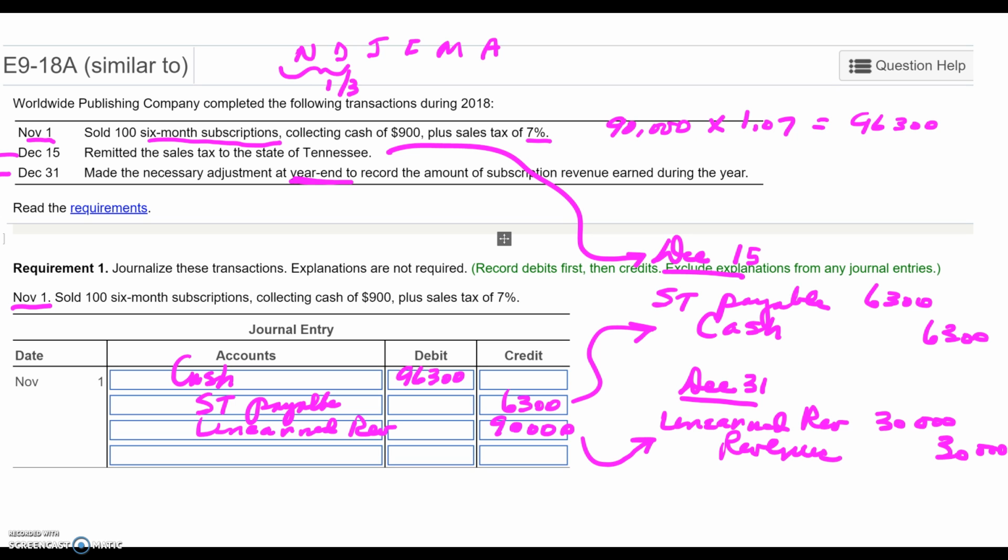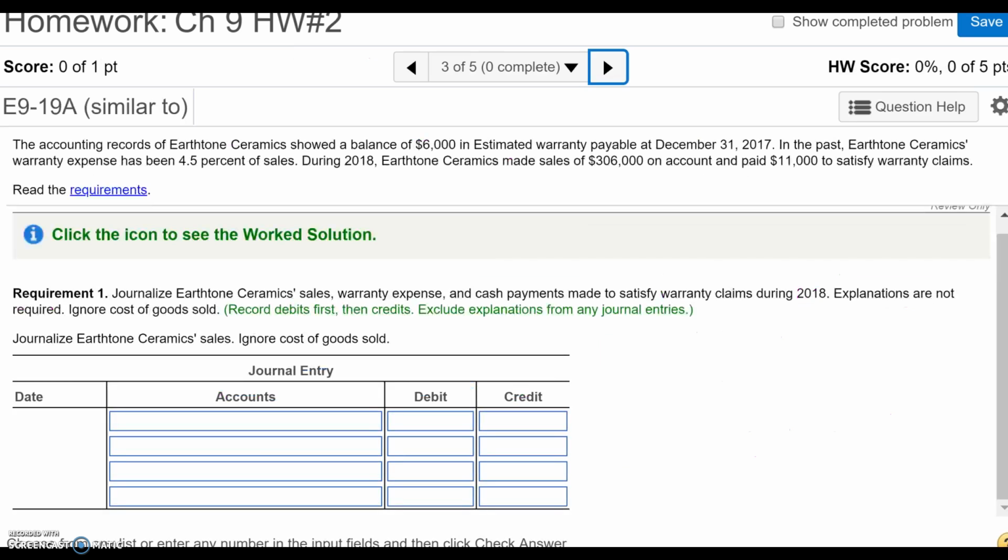We have unearned revenue as a liability, and we have sales tax. Okay, hold on, and we'll go to the next one in a minute here. Okay, ladies and gents, this next question is on a warranty payable.